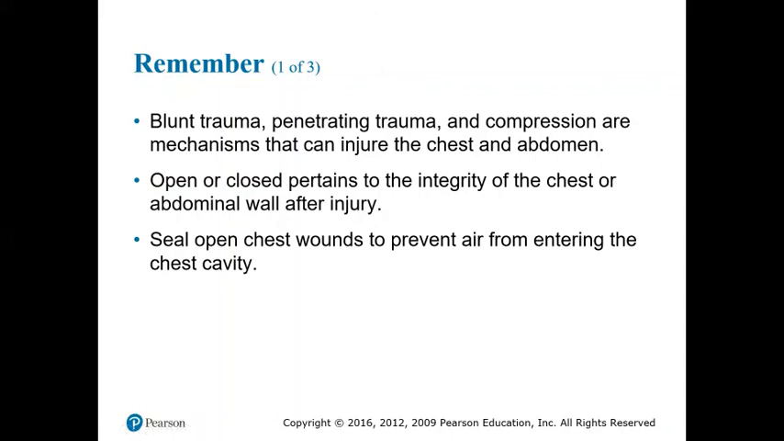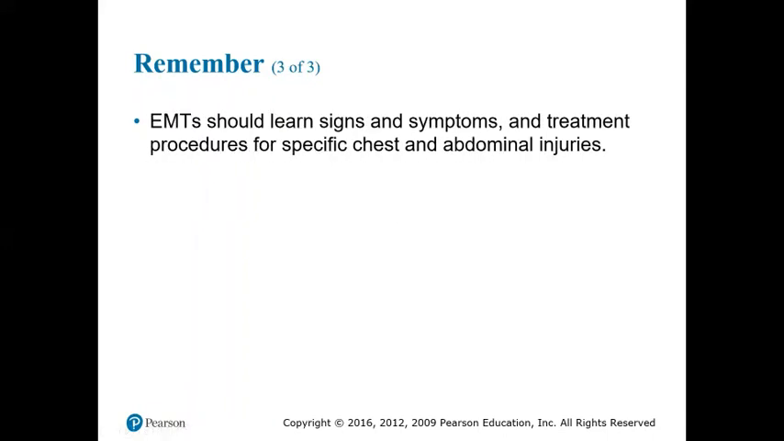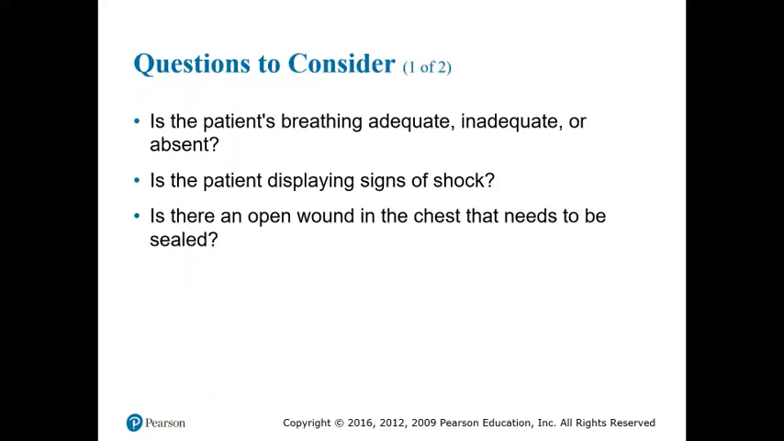Remember, the blunt trauma, penetrating trauma, and compression are mechanisms that can injure the chest and abdomen. Open or closed pertains to the integrity of the chest or the abdominal wall after injury. We know what open and closed wounds are now. All right. Seal open chest wounds to prevent air from entering the chest cavity. Closed chest and abdominal wounds bear a high risk for underlying organ system damage and internal bleeding. Use mechanism of injury and patient assessment to recognize the signs and symptoms of shock. Again, we have to know the signs and symptoms of shock. EMTs should learn signs and symptoms and treatment procedures for specific chest and abdominal injuries.